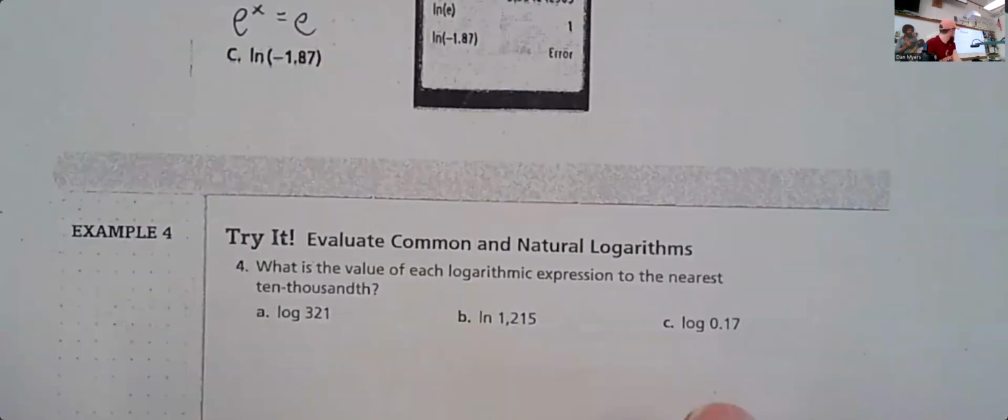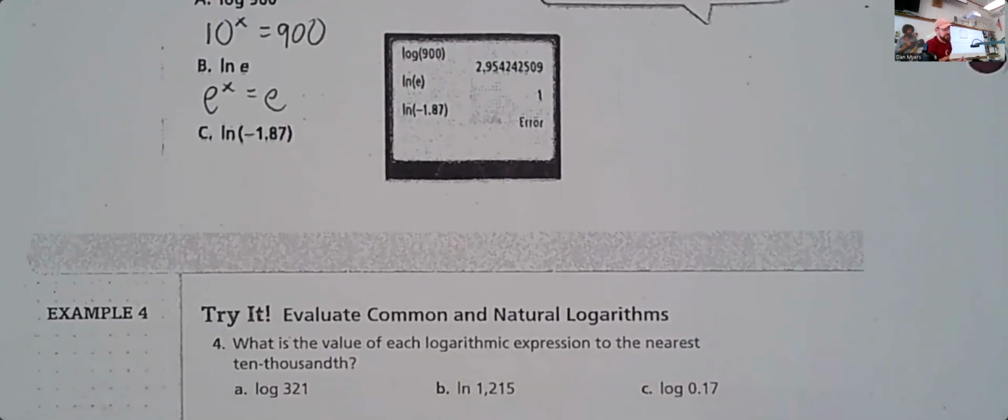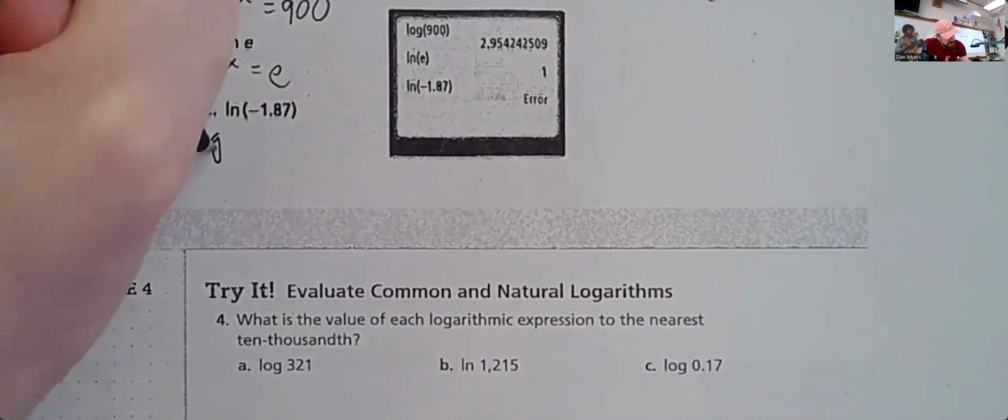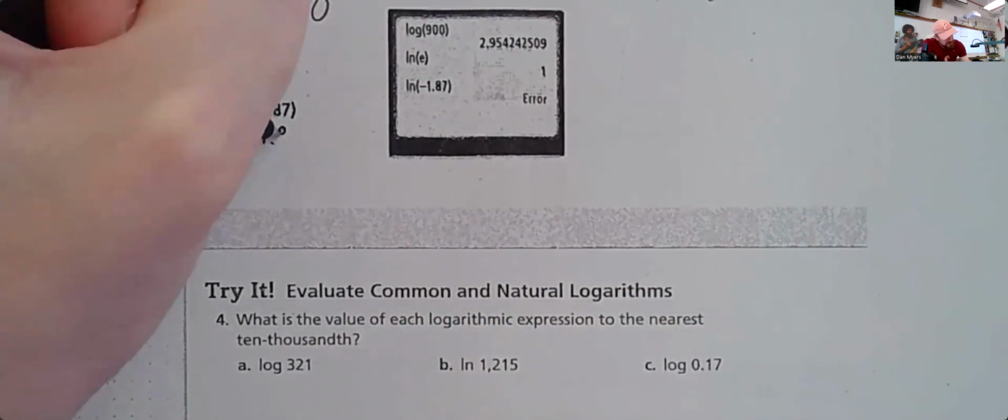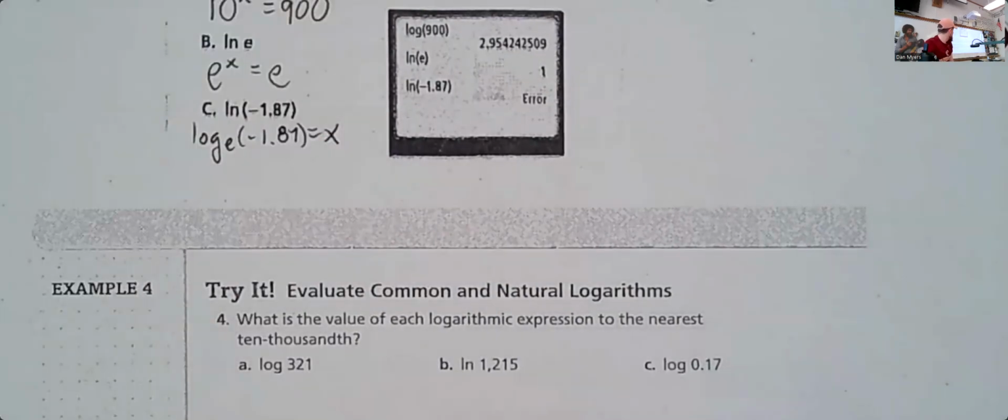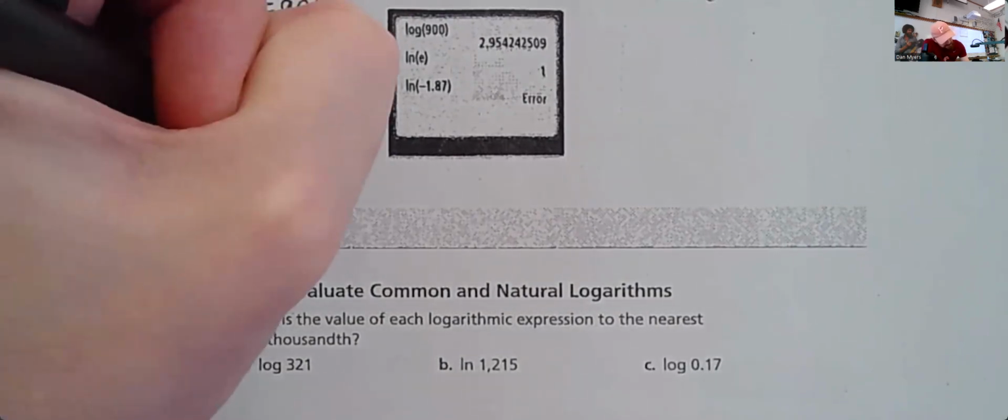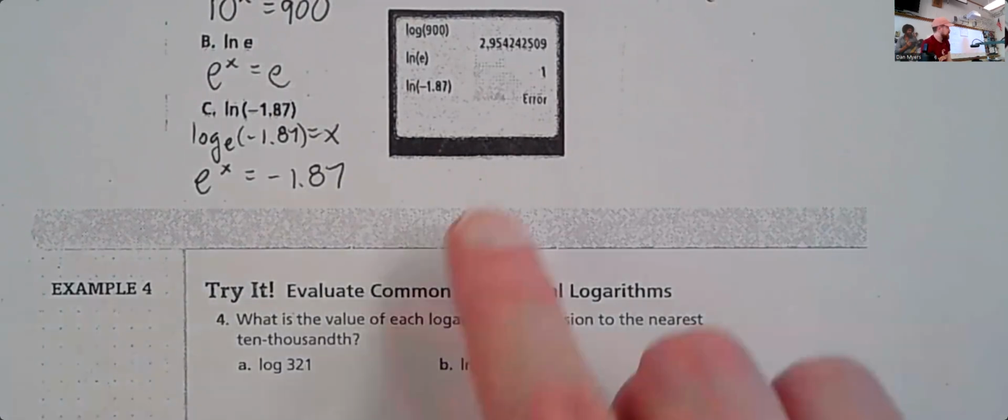Okay. The next one says ln of negative 1.87. So that's log base e with an argument of negative 1.87 equals x, which in exponential form would be e to what power equals negative 1.87. And as we discussed earlier, negative exponents don't make negative numbers. So error or undefined.